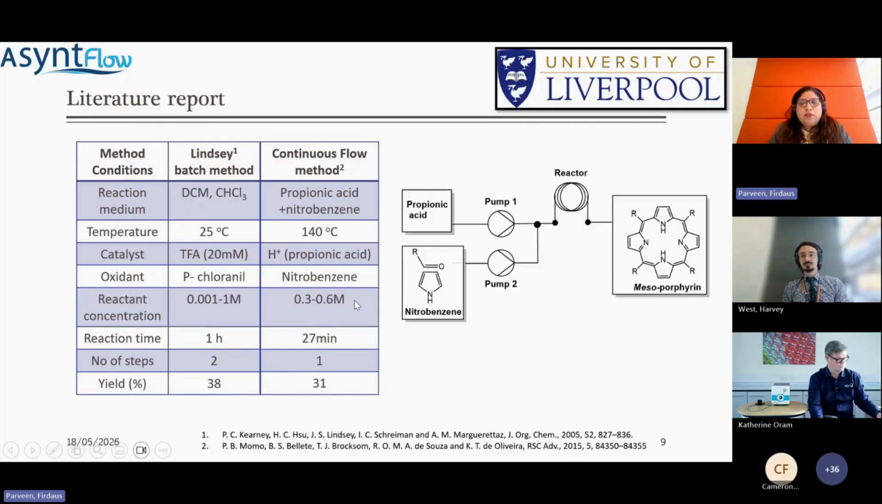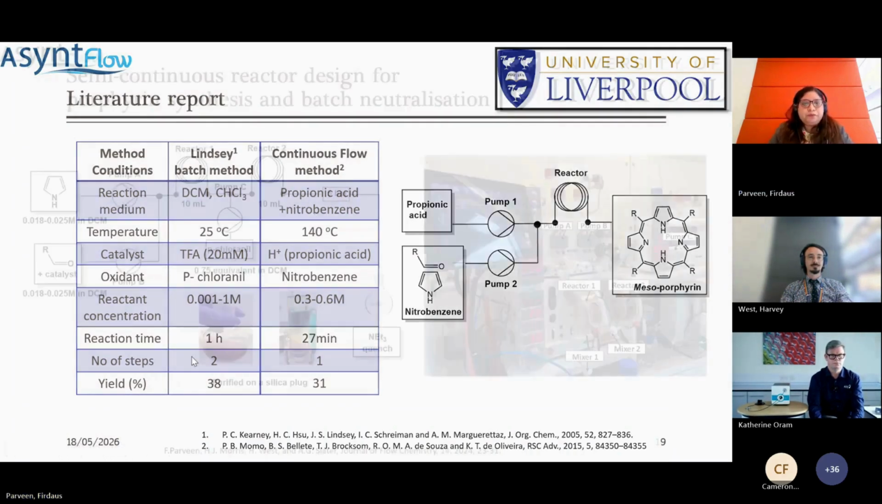So these Gonsalves conditions are not competitive, and they are not useful for aldehyde substrates which have sensitive functional groups. So we decided not to use propionic acid or nitrobenzene, but rather to use Lindsey conditions and translate that into flow.